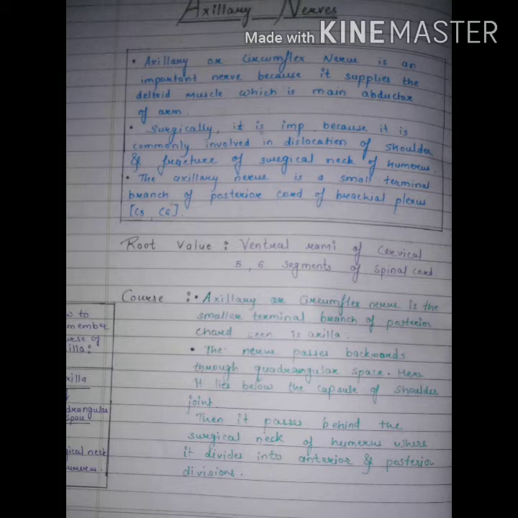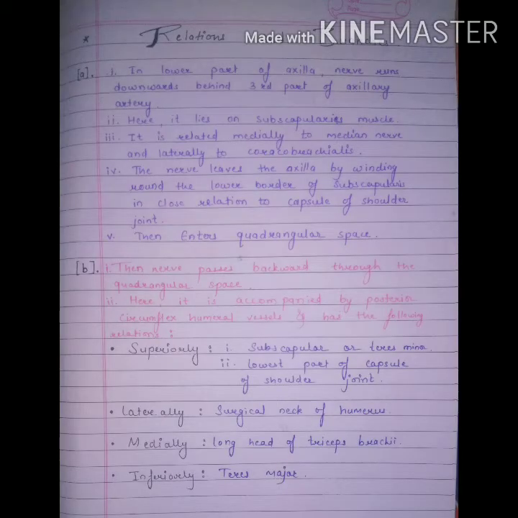So you have to remember it this way: it comes in the axilla, then goes to the quadrangular space, and after that moves to the surgical neck of the humerus. In the quadrangular space it lies below the capsule of the shoulder joint. So this you have to remember. The course is like our home address, or from home to college.